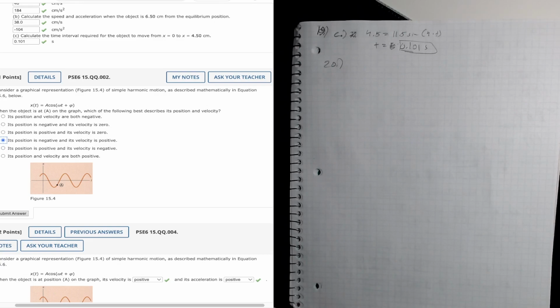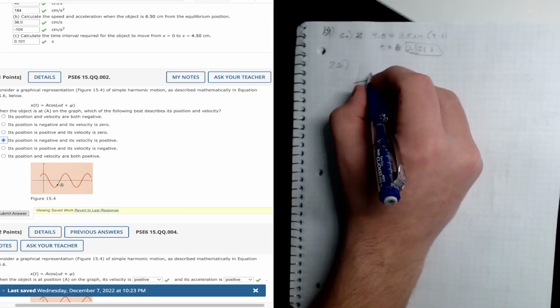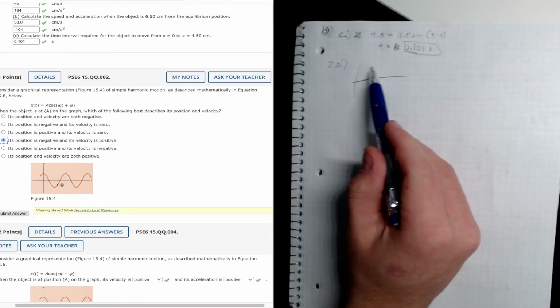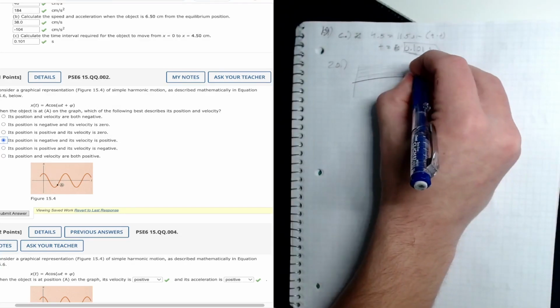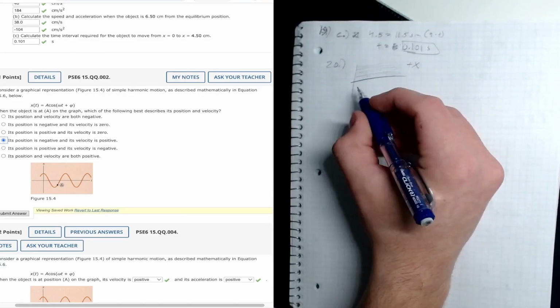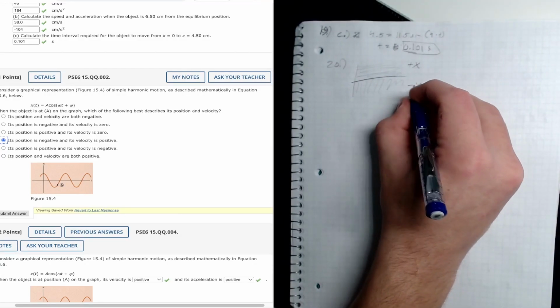For position, you look at where it is relative to the y-axis. So if A is anywhere in this region, x is positive, and in this region, x is negative.